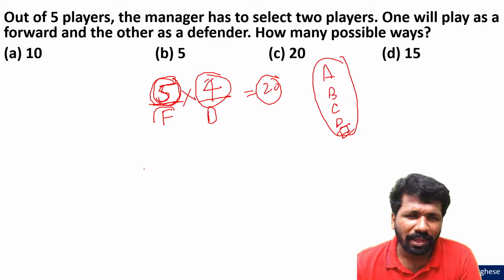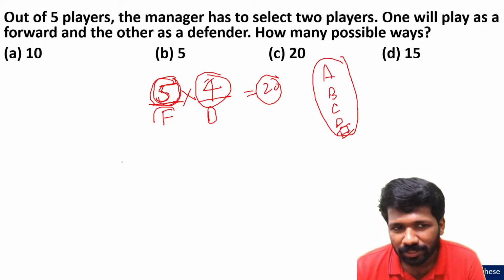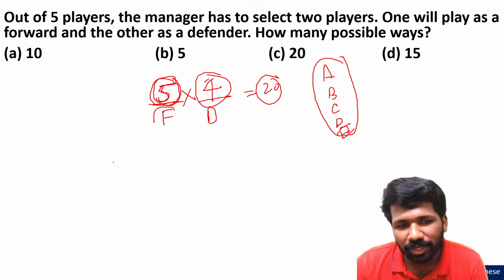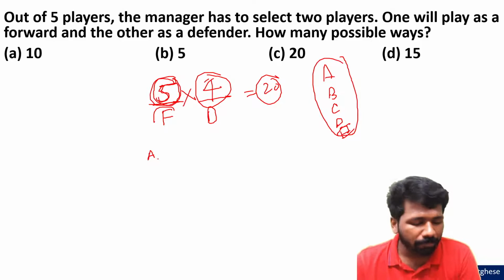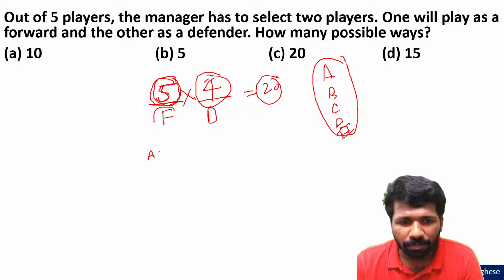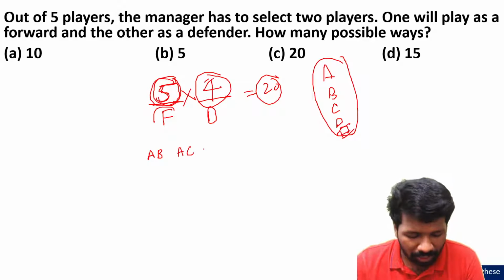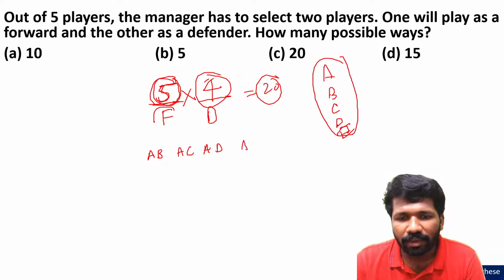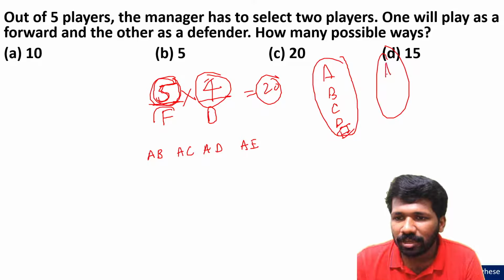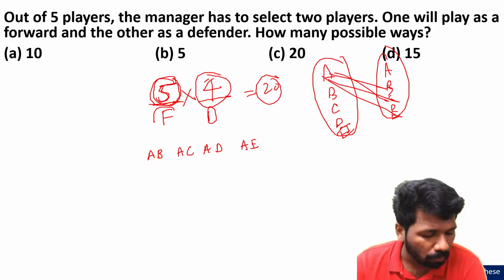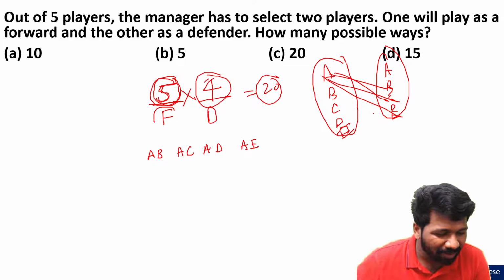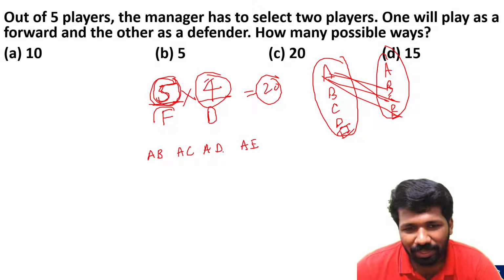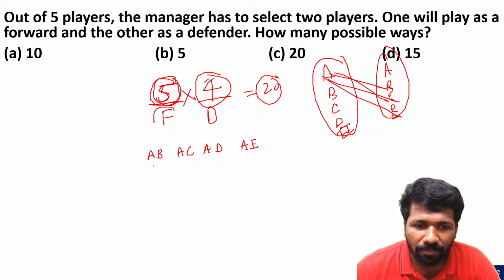Now some of you may be thinking, how we can confirm that this is correct. For this question only, I will list out these 20 possibilities very fast. The forward can be A, as A being forward is a possibility. A forward means B can be defender, A forward C can be defender, A forward D can be defender, A forward E can be defender. Like ABCD, if I write two set. AB, AC, AD, AE are all possible. But AA is not possible because a person cannot be forward and defender at the same time. So AB, AC, AD, AE are possibilities of A being forward.